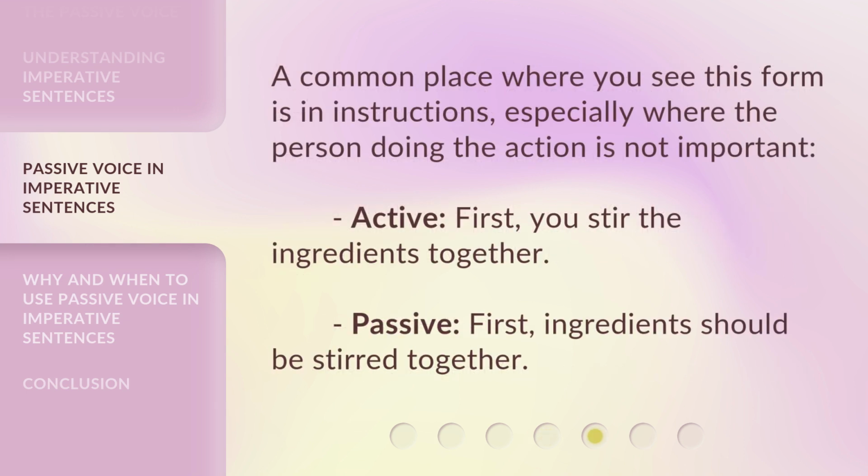A common place where you see this form is in instructions, especially where the person doing the action is not important. Active: first, you stir the ingredients together. Passive: first, ingredients should be stirred together.